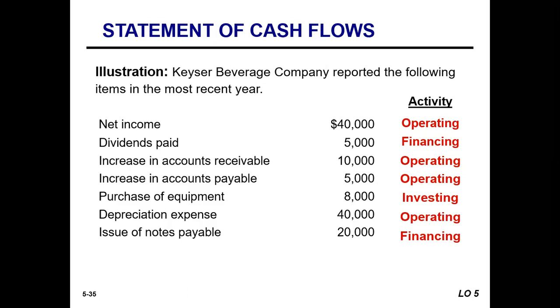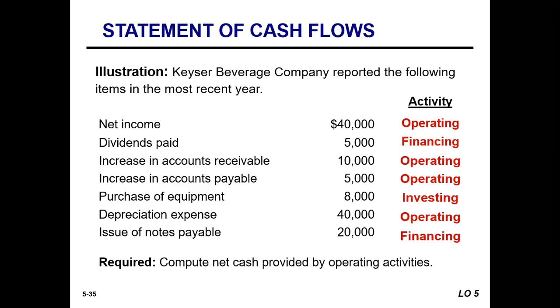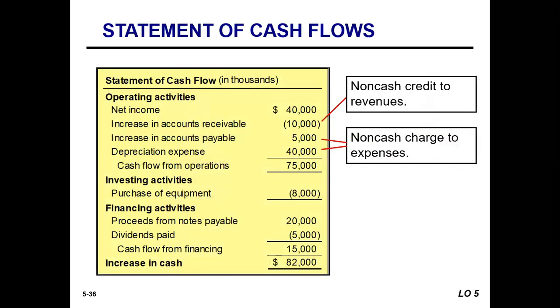This one says Kaiser Beverage Company reported the following items in the most recent year. Net income, 40,000. That's an operating activity. Dividends paid, 5,000. Financing activity. Increase in accounts payable, 10,000. That's operating. Purchase of equipment would be investing. Depreciation expense, operating. Issue of notes payable, financing. So again, just to give you a little practice with each of those, we're going to do an exercise like this in class together, where we get to determine what some of these would be.